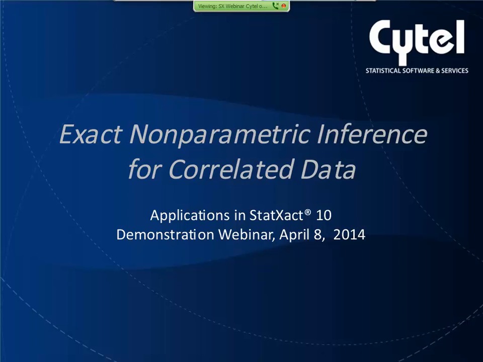I am going to be talking today about a new module in StatXact that performs permutation and exact tests for correlated data. So this is quite a significant addition to StatXact, and what I'm going to do is share a little bit of the rationale behind the exact test that we've developed.